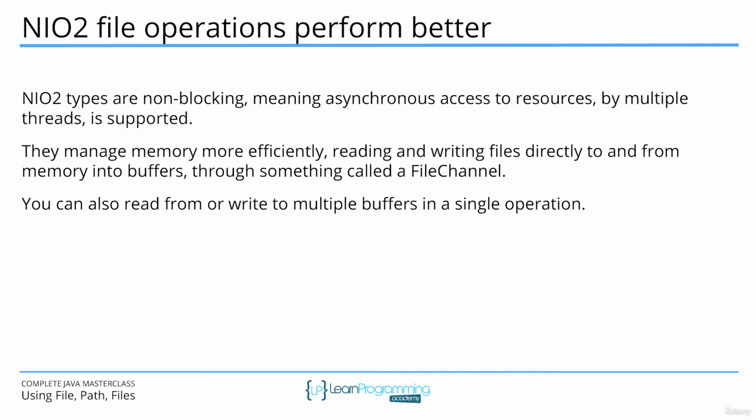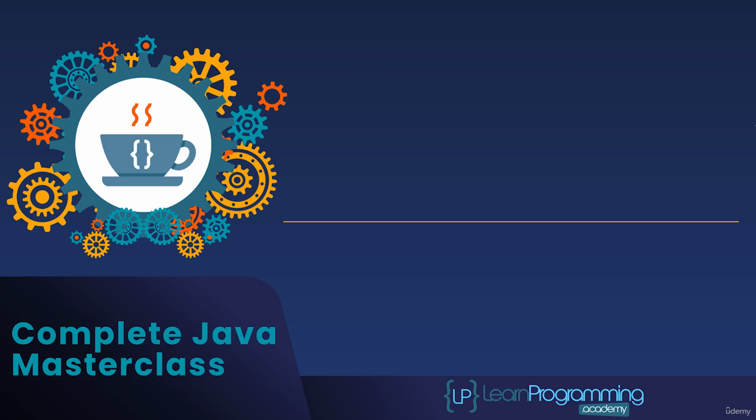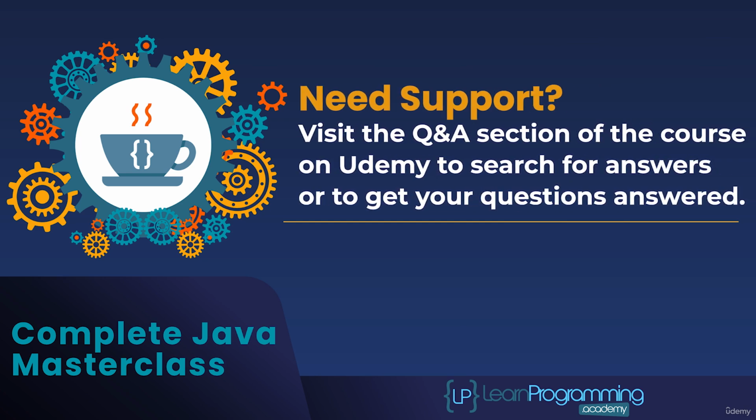At this point, I'll be switching to just using the Files and Path code, otherwise called the NIO2 types, and focusing on the functionality these types offer us. In the next video, I'll cover directory listings and related topics, so let's move on.